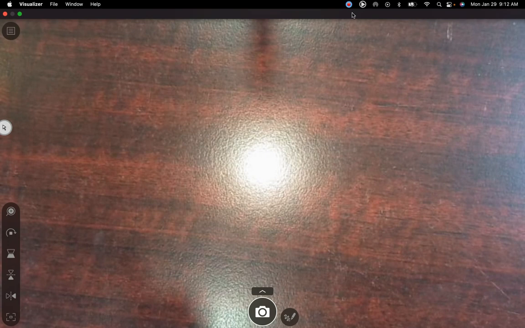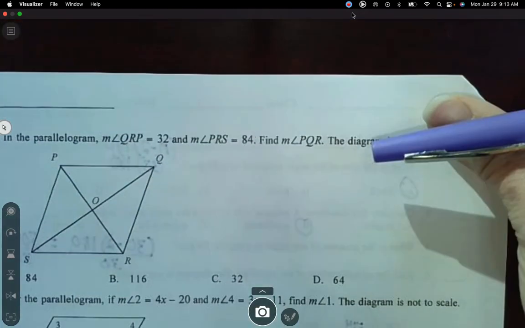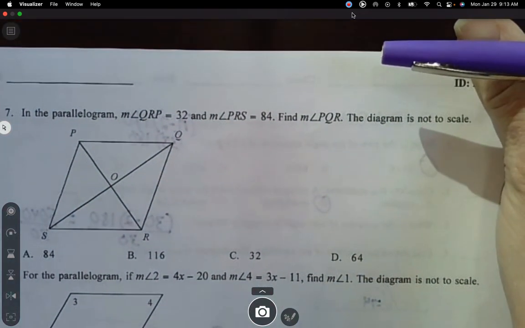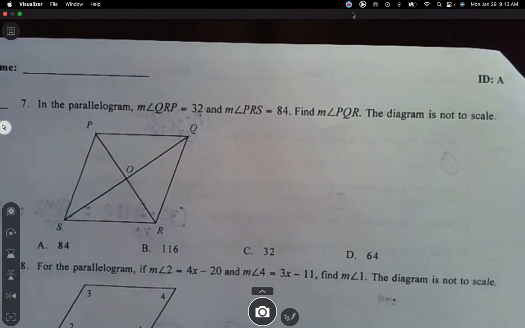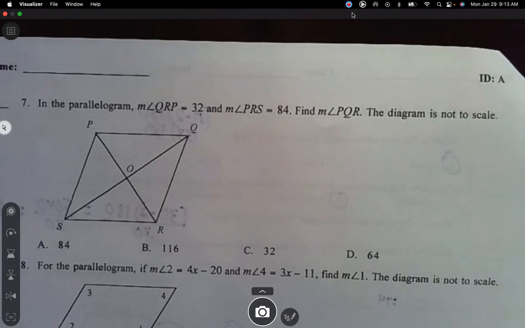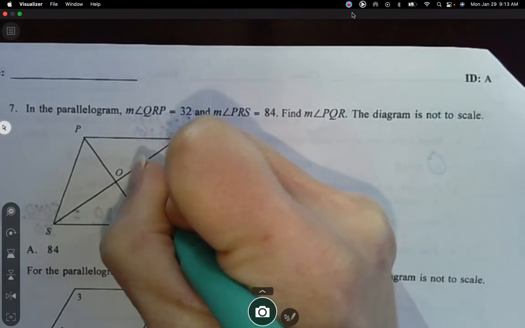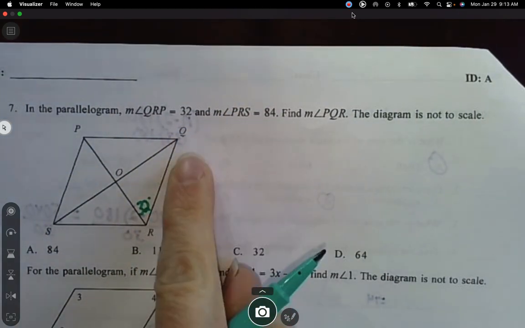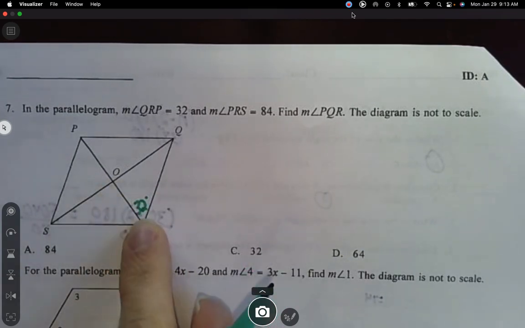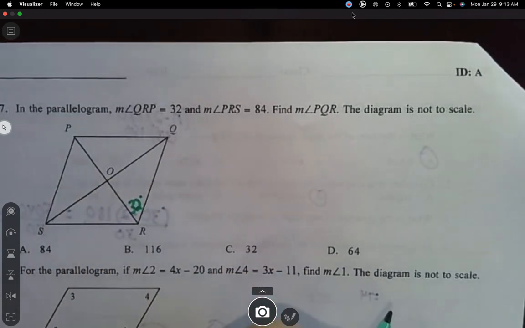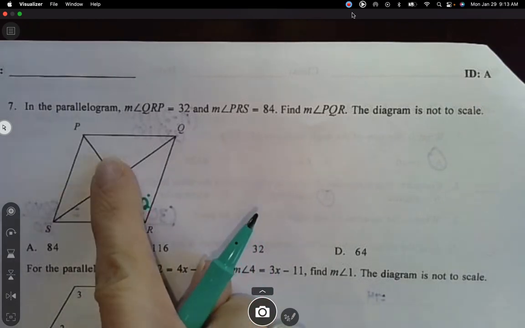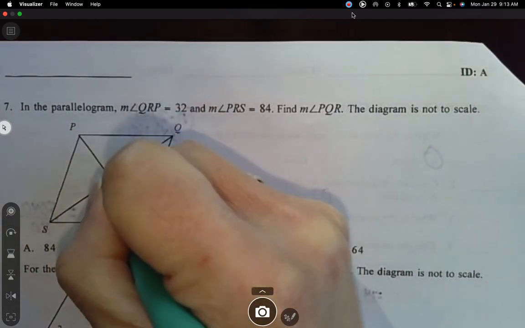All right. Number 7. Okay, in number 7, it says that QRP is 32. So I'm going to go from, let me change colors, from Q to R to P. That's 32. Does everybody understand why I wrote it right there? That's from Q to R to P. That's that angle. P to R to S, PRS is 84.